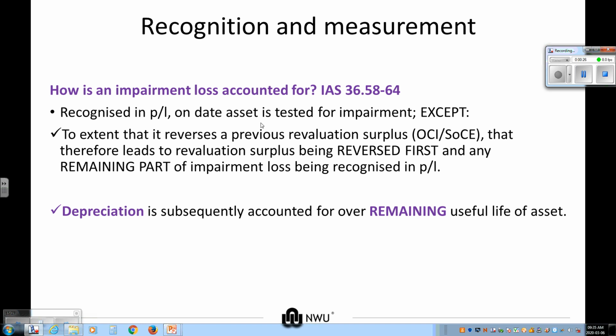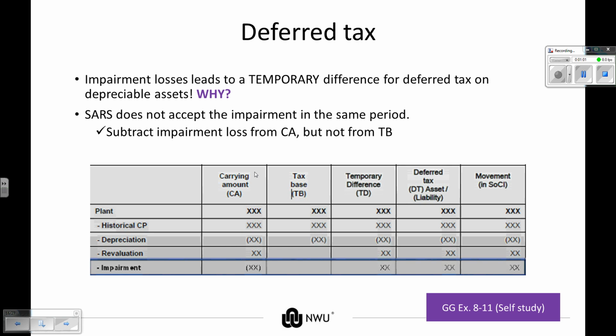We will recognize it in P&L on the date the asset is tested for impairment, except if it reverses a previous revaluation surplus in OCI. So therefore, we will first debit my revaluation surplus, and then the remaining part of the amount will be impairment loss in P&L. I hope you also remember, after an impairment, my depreciation going forward will be my recoverable amount divided by my remaining useful life.